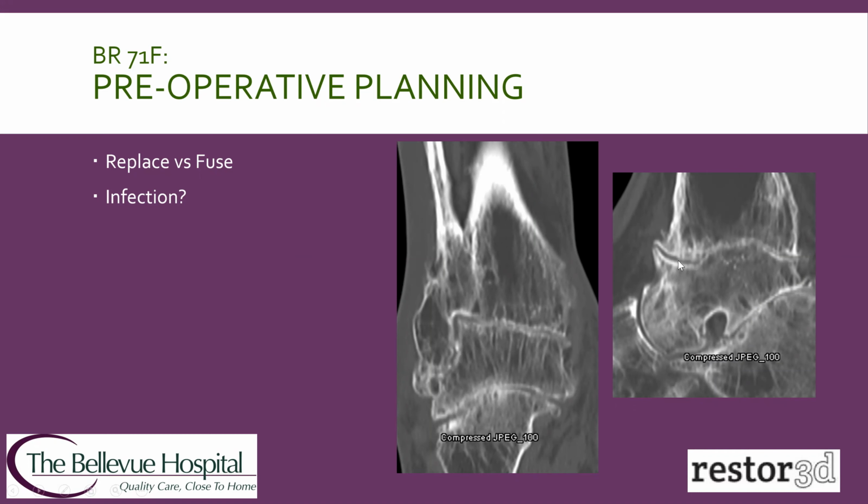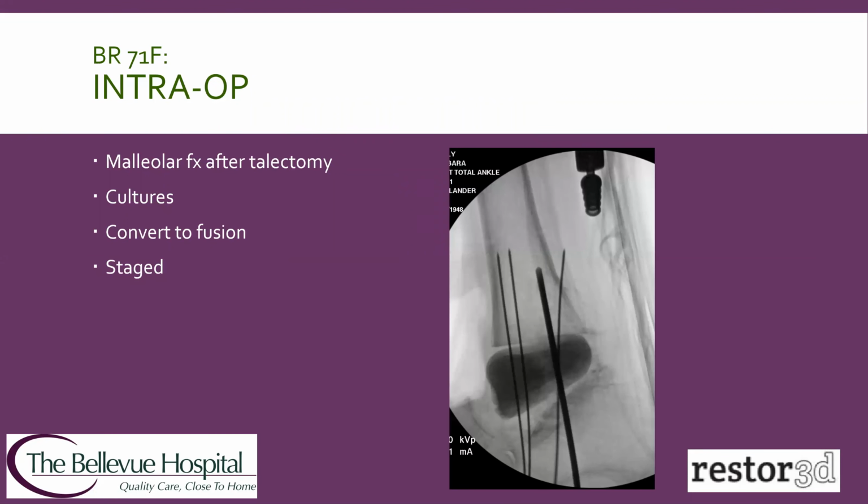So what we decided to do is, because the talus was very avascular and would have been difficult to fuse anyway, let's take the talus out. And as we were doing so, of course, we broke the malleolus because our bone quality was so poor. So we put the antibiotic spacer in, and decided we're going to convert this to a fusion. So we're waiting on cultures.